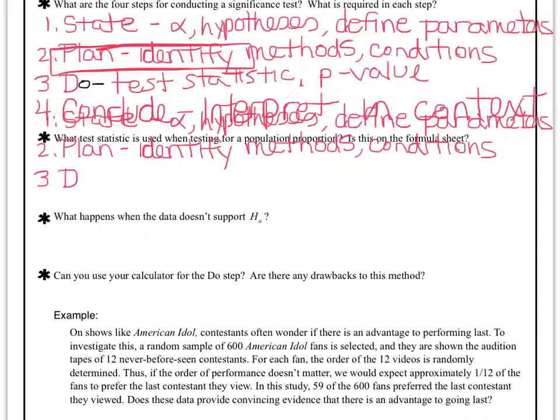Okay, so we've already talked about which test statistic is used, and remember that is z. And we've talked about the fact that it's not on the formula sheet. Okay, only the words. So one thing that we do need to talk about here is this shortcut.